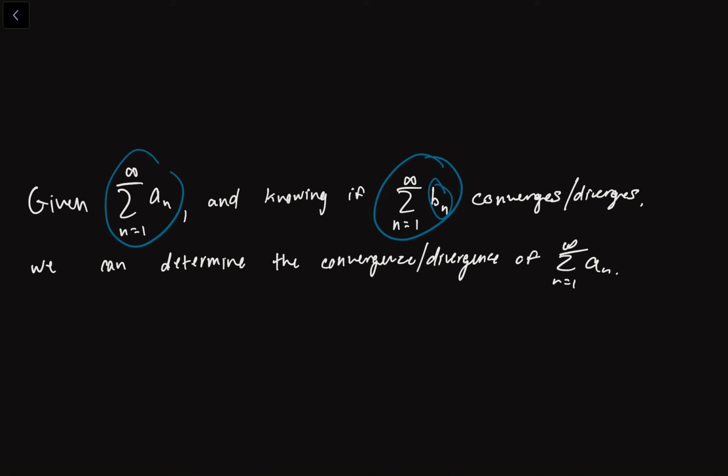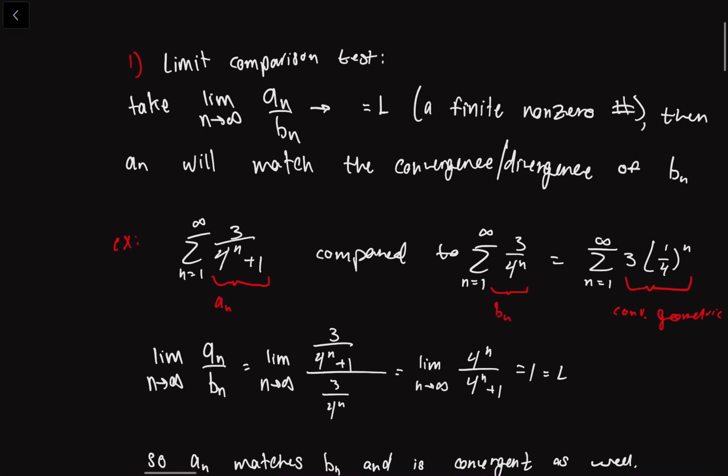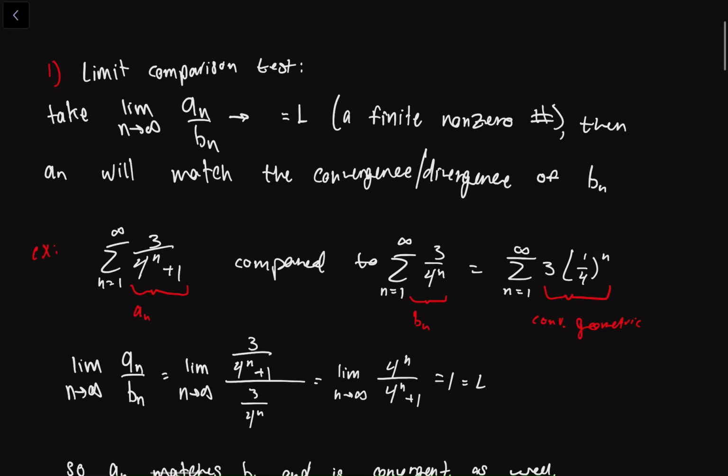But if we know that this series converges or diverges, we can determine if the series we are given converges or diverges by either comparing them directly or doing a limit comparison test. So basically, depending on these tests, let's just look at the limit comparison test. Like I said, we're given the infinite sum of that a sub n series, and we know the convergence of b sub n.